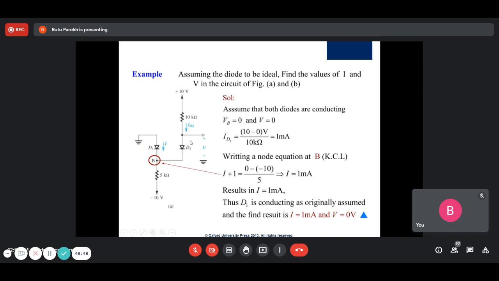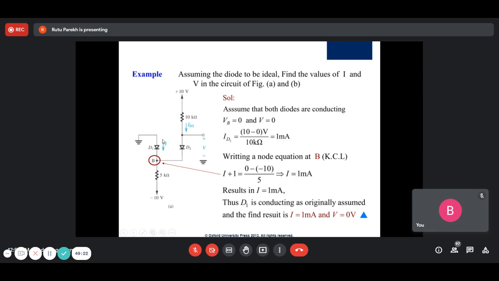So this is 0 and hence this will also be 0, as we just talked, right? And then ID2, this is the current that is flowing. So this is 0 now, that's why ID2 is 1 milliamp, as we just discussed. And this current plus this current, ID2 plus I is equal to this current. And I is 1 milliamp.